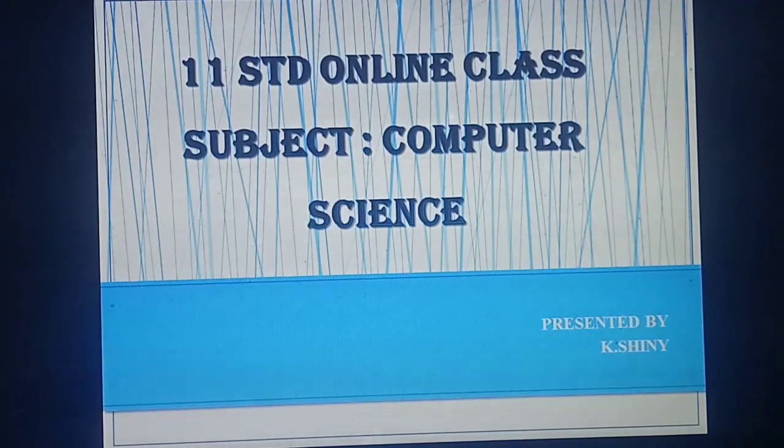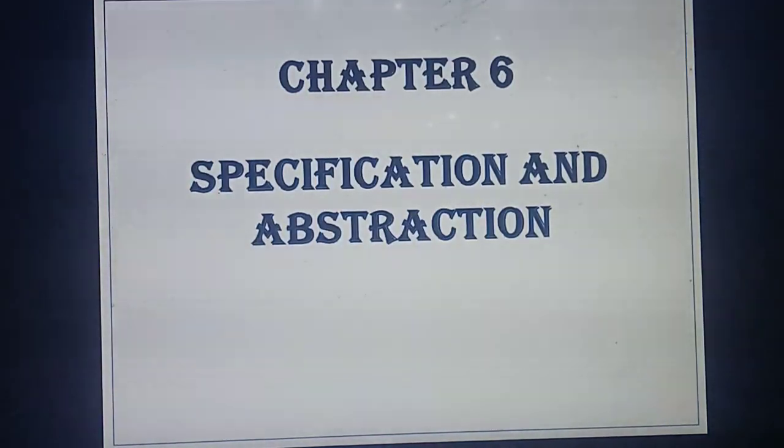So this period is computer science for you students. Please all of you take your computer textbooks in your hand, sit in a place, and watch and listen carefully to what I am teaching. Okay students? Now we are studying chapter 6, isn't it? What's the title of your chapter, students? Specification and abstraction. Till last class we have studied about specification.